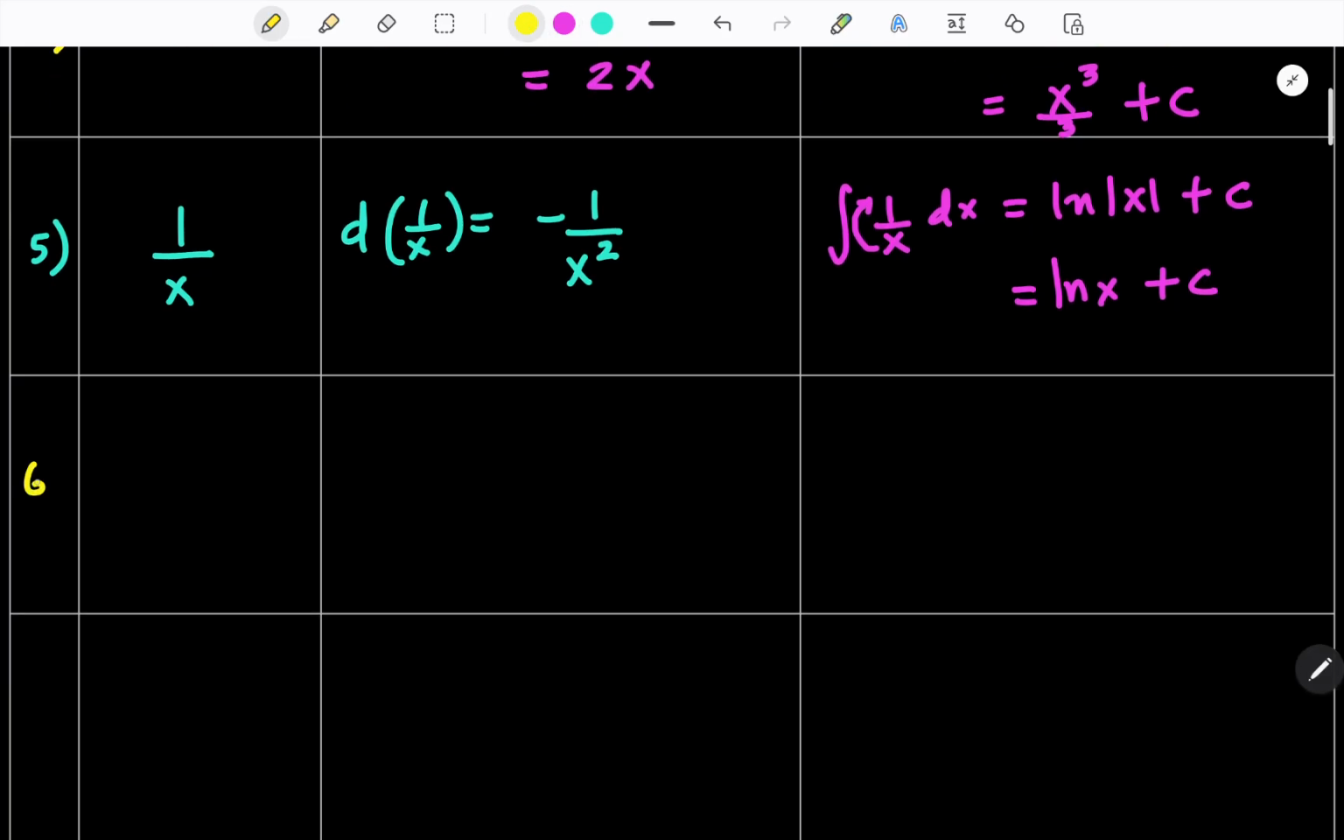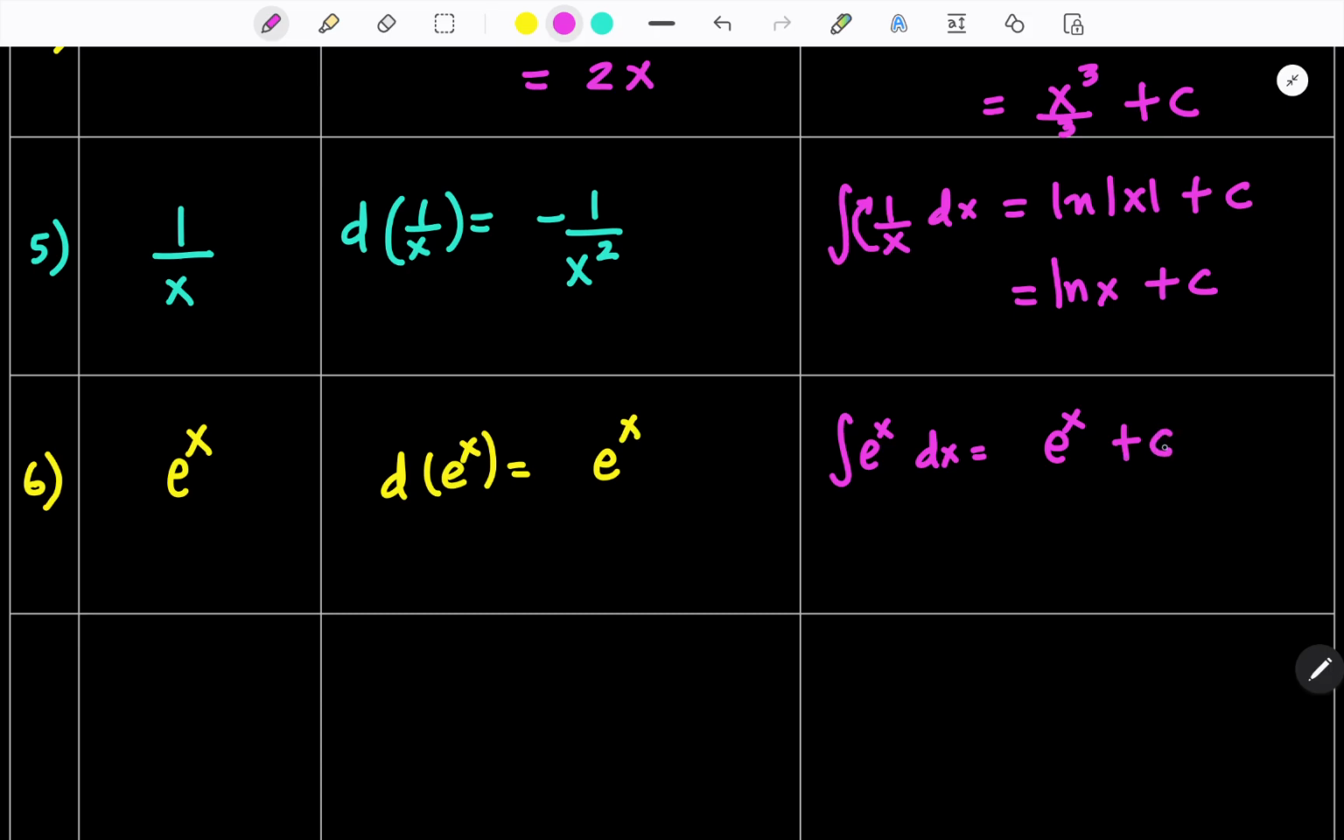Let's go to the next rule. The next rule is e power x. What is the derivative of e power x? The derivative of e power x is e power x. Same for integration. What is the integral of e power x? It is also e power x plus integrating constant C.